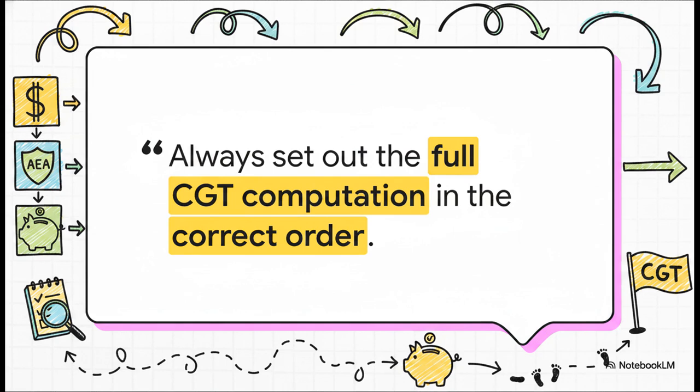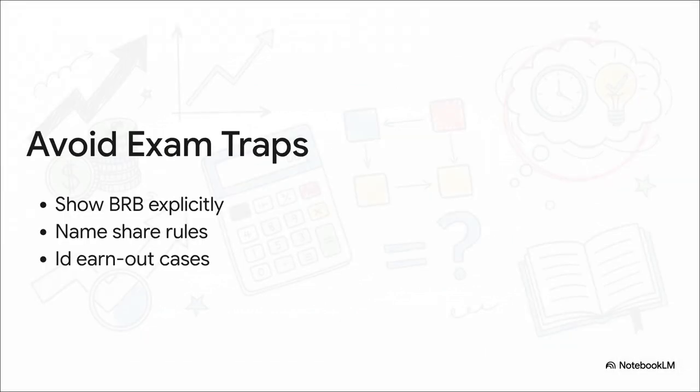Always set out the full CGT computation in the correct order. Never skip steps. Never change the sequence of deducting current year losses, then the AEA, and then brought forward losses. Presentation marks are heavily on the line here, and simple structural mistakes will cost you dearly. The examiner definitely has some favorite traps, but you're going to avoid them by doing the following.